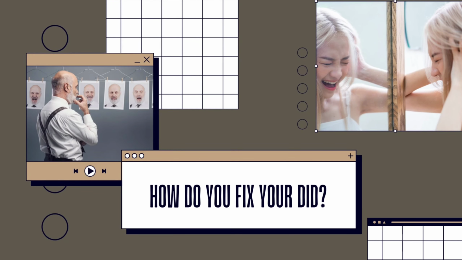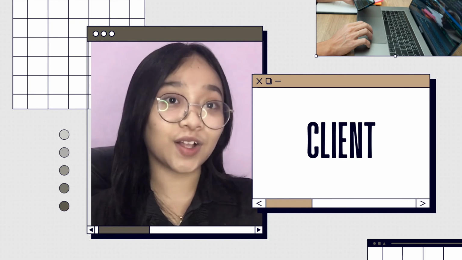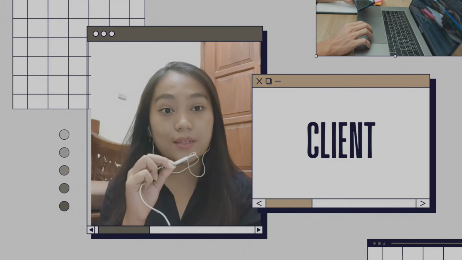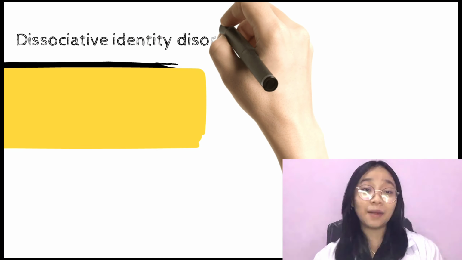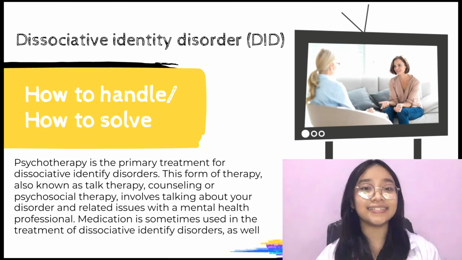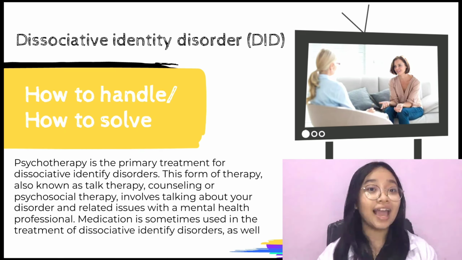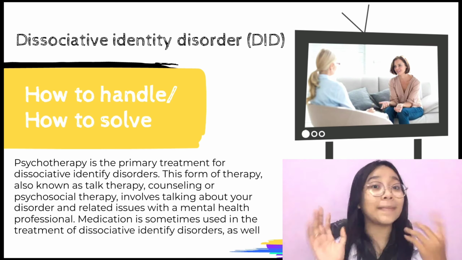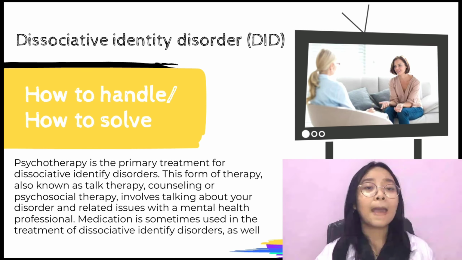How do you fix your DID? I visited a psychologist. I do psychotherapy. Psychotherapy is the primary treatment for dissociative identity disorder. This form of therapy, also known as talk therapy, counseling, or psychosocial therapy, involves talking about your disorder and related issues with a mental health professional. Medication is sometimes used in the treatment of dissociative identity disorder as well.